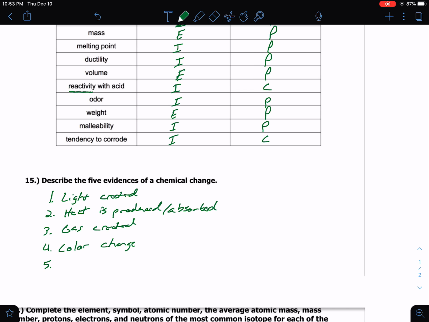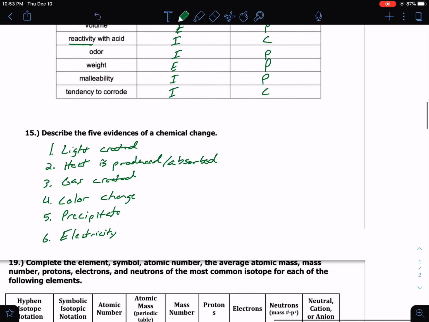Number 5, we have a precipitate is formed. A precipitate just means a solid. So if I were to add 2 liquids to each other and they create a solid, that is a precipitate. So that is a chemical change. And just another one, if we're basically creating electricity, that would be a chemical change as well.